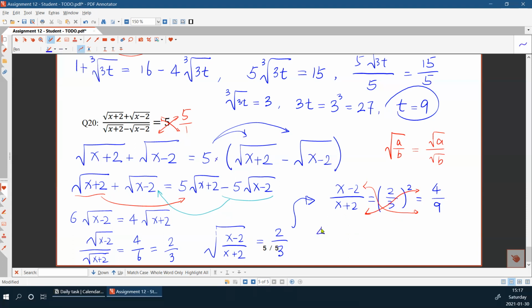This means 4x plus 8 is actually 9x minus 18, right? This gives you 5x is actually 26. So you tell me what is x. Of course, x is 26 over 5. All right?